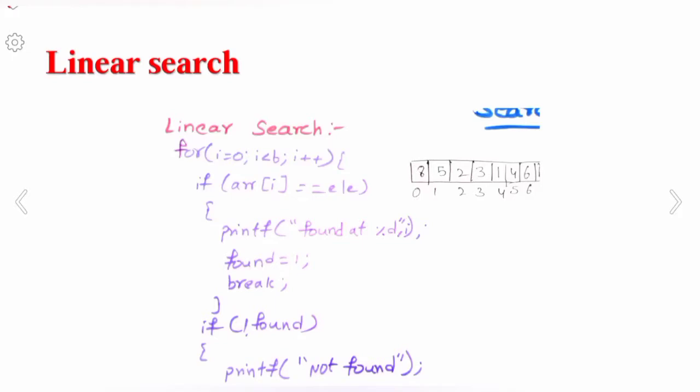Welcome to my channel. In this video we are going to learn about the searching techniques. There are two types of searching techniques in data structures, that is linear search and binary search. So first of all we will see the linear search.